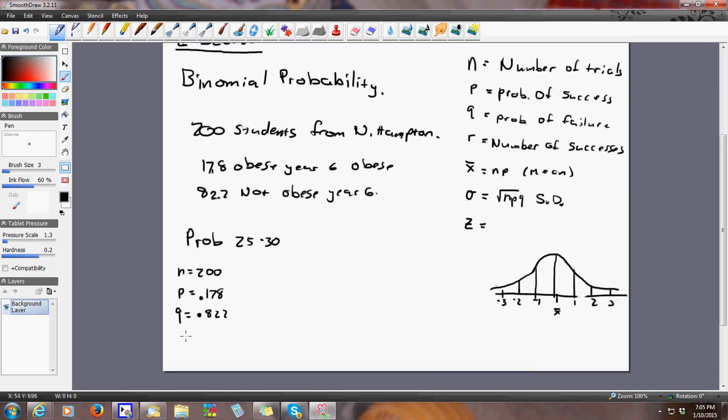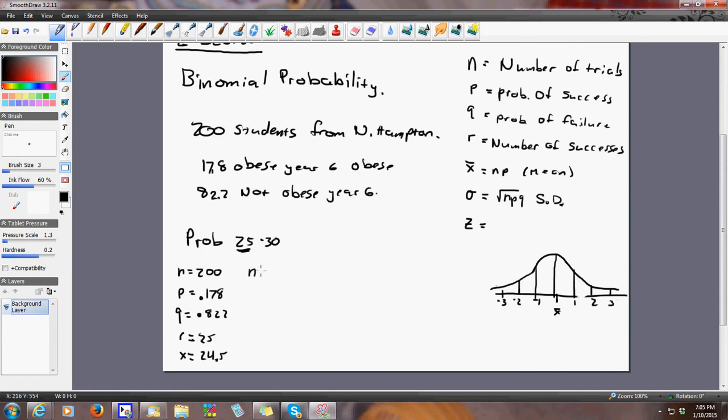R is a little bit tricky. So I'm going to have two r's here because I have between 25 and 30. So r equals 25. Now, this is my low end. And because of the bell curve, we actually have to use something called the continuity correction. So you take the low end and you subtract. Although my r is 25, I'm going to use 24.5. You subtract half a unit from the low value.